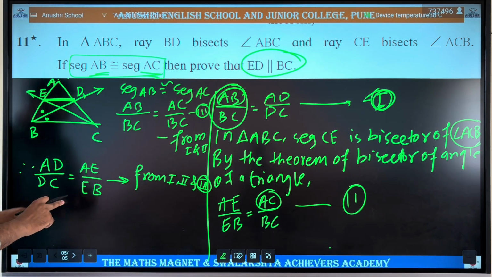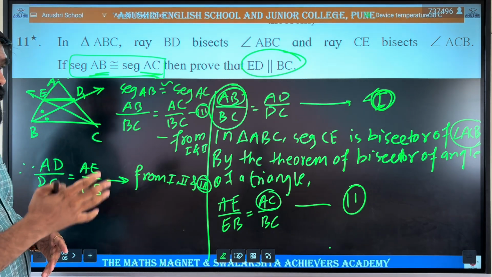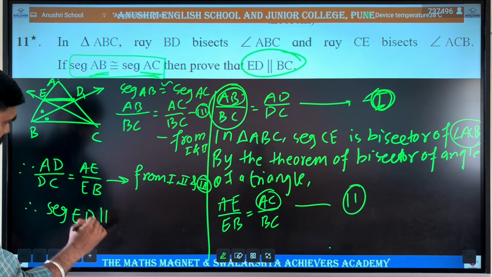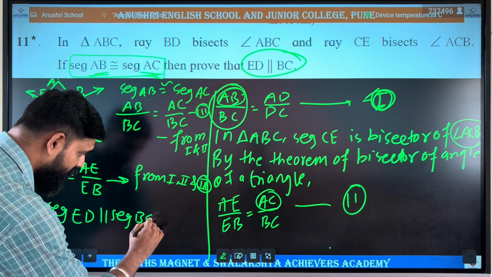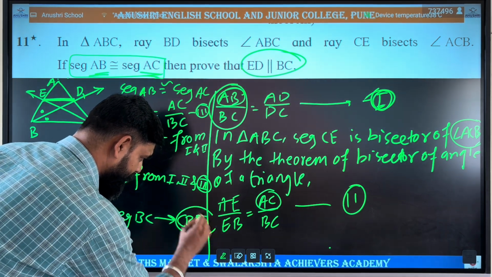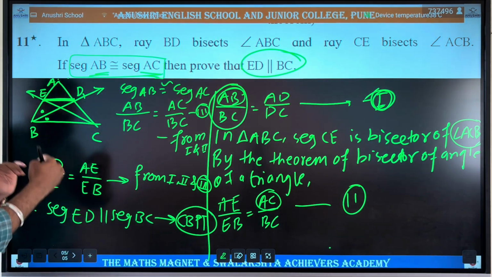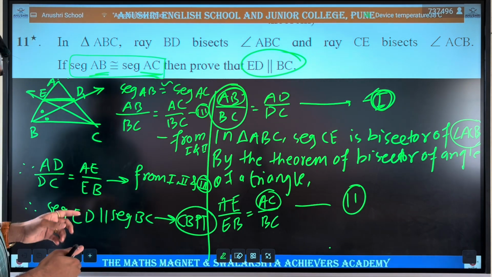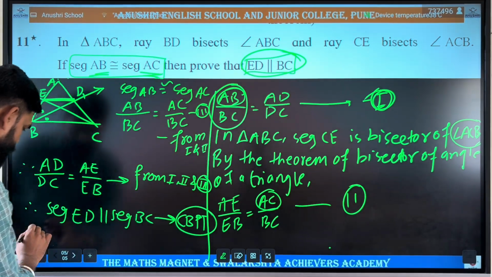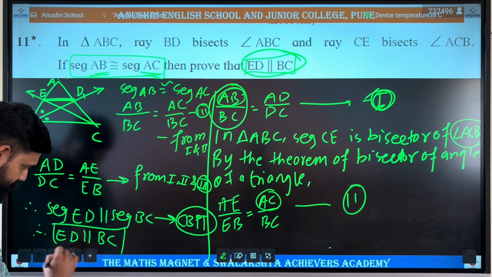लेकिन अभी पहले रेशियोज इक्वल आए हैं, अगर पहले रेशियो इक्वल होंगे तो वो जो रीजन होगा, सो वी कैन राइट सेगमेंट ED इज पैरेलल टू सेगमेंट BC. क्यों? इसका रीजन क्या लिखेंगे? कन्वर्स ऑफ BPT थ्योरम. क्योंकि कन्वर्स ऑफ BPT में हमें यह बताया गया है कि अगर रेशियोज इक्वल है तो वो रेशियो जिस लाइंस के वजह से बन रहे हैं वो लाइंस पैरेलल होंगे. सो सेगमेंट ED इज पैरेलल टू सेगमेंट BC, वही हमें प्रूव करना है. सो लास्ट स्टेप वी कैन राइट, therefore ED is parallel to BC. So we have proved this.